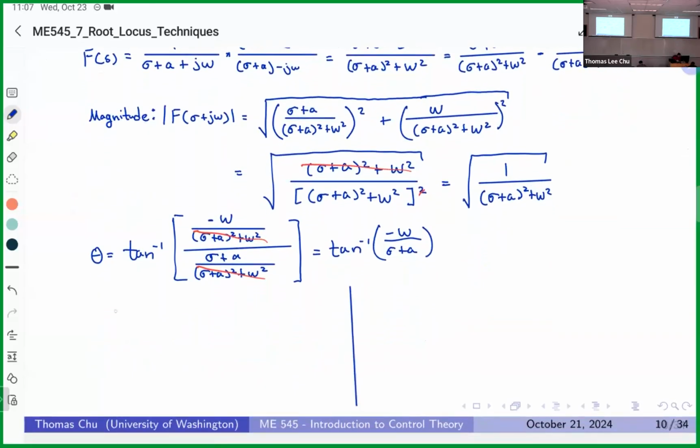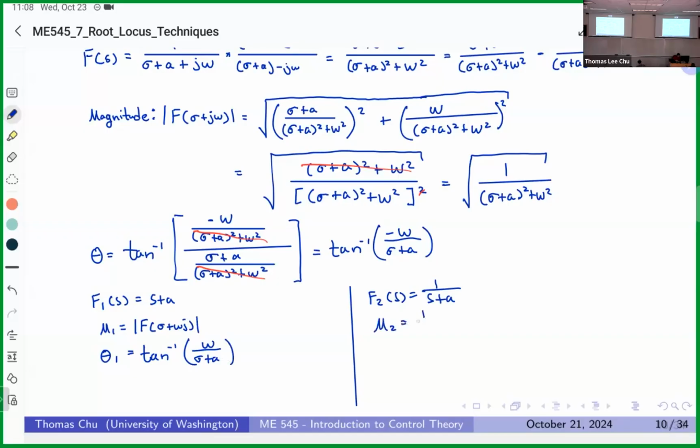I guess to show you the difference, we just did F1 of S equal to the zero, S plus A, and F2 of S is equal to 1 over S plus A. I'm going to call M1 the magnitude of F at S equals sigma plus j omega, and theta 1 is going to be tan inverse of omega over sigma plus A. Then M2 is just equal to 1 over M1, and theta 2 is equal to minus theta 1. That's the relationship.